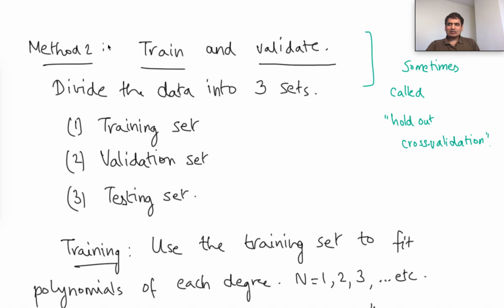So here is another method for figuring out what optimal model complexity we need to use. This method is called train and test or train and validate, or more specifically, sometimes it's called holdout cross-validation. The idea is as follows.